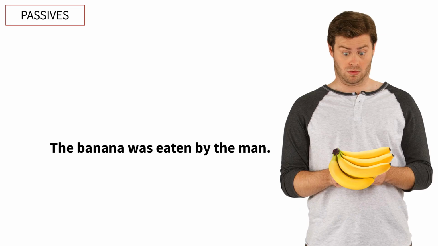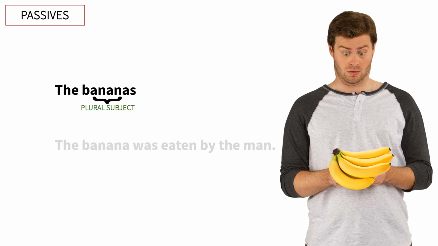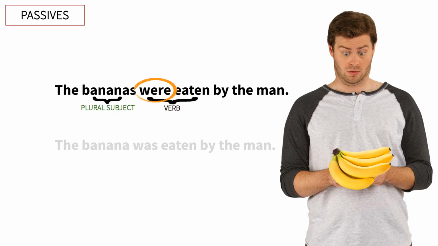Note that if we use the plural of banana, bananas, the passive sentence would change to, "The bananas were eaten by the man." Here the verb was changes to were, because in English, verbs agree with the subject and not the actor. If the verb agreed with the actor, the verb would be was, since man is singular.